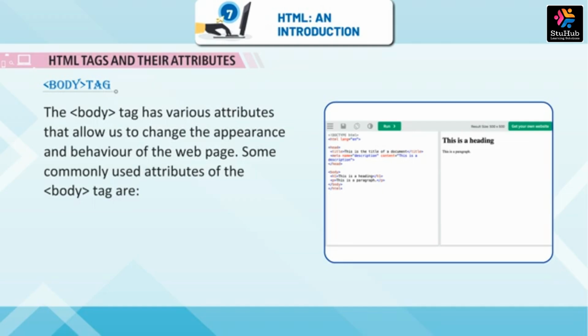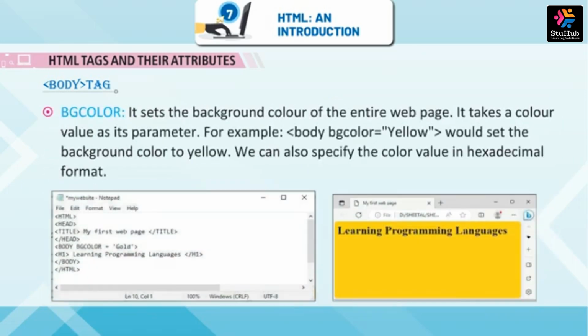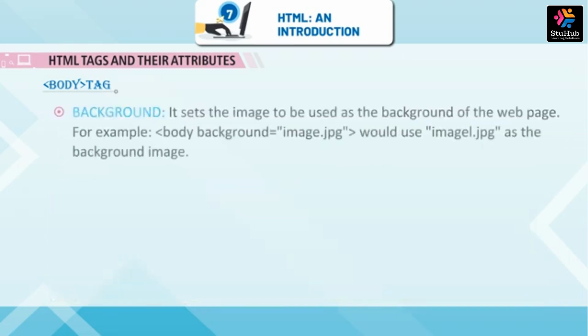Some commonly used attributes of the body tag are bgcolor. It sets the background color of the entire web page. It takes a color value as its parameter. For example, <body bgcolor=yellow> would set the background color to yellow. We can also specify the color value in hexadecimal format.